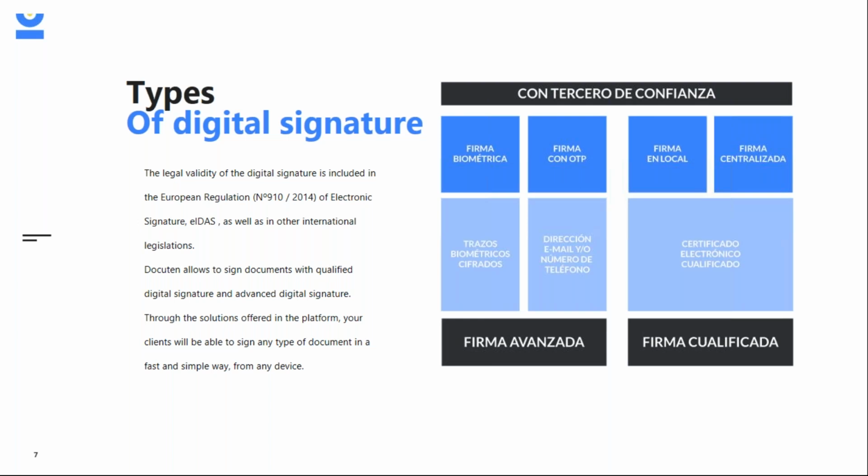This is the most common one, the most frequent, because it's very fast to finalize the digital signature. In this case, the signee will receive an email with this OTP code, which is a 6-digit code, and the signee will have 3 minutes to copy and paste this code in the Docuten platform and then validate the signature. It's very easy to use and is the most common with Docuten.